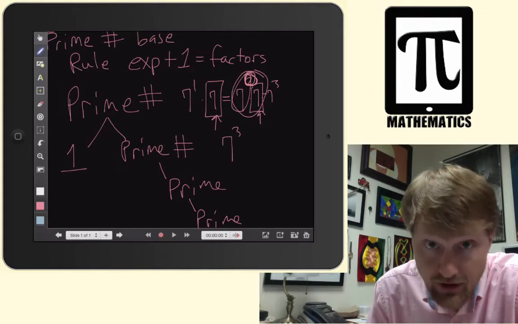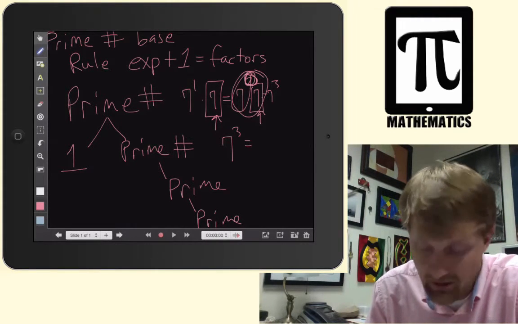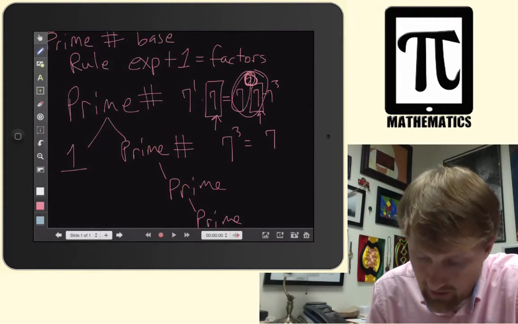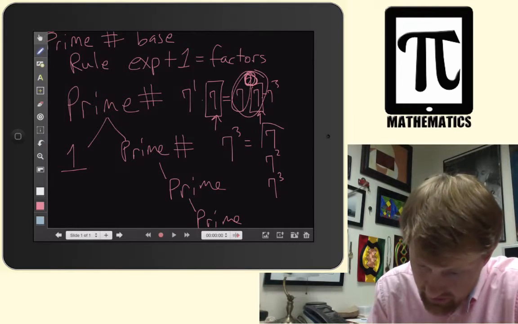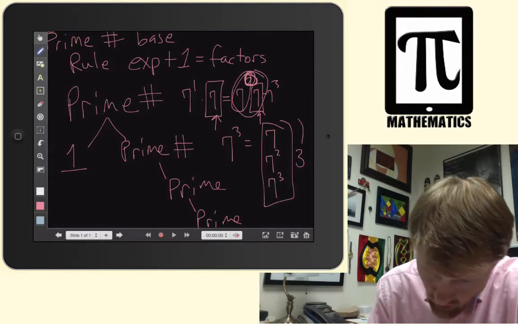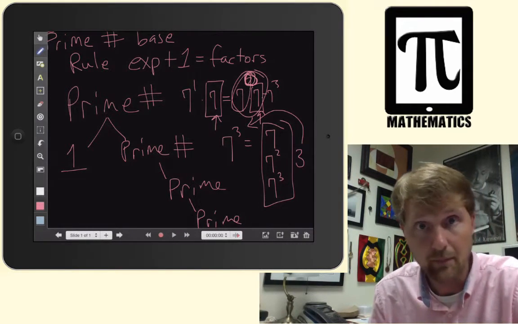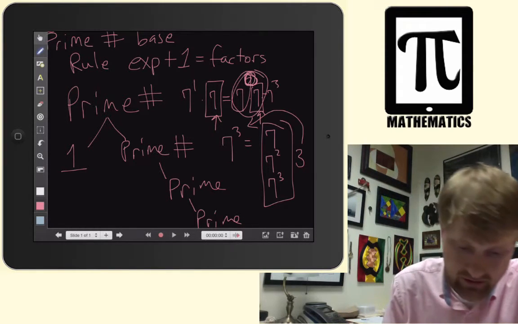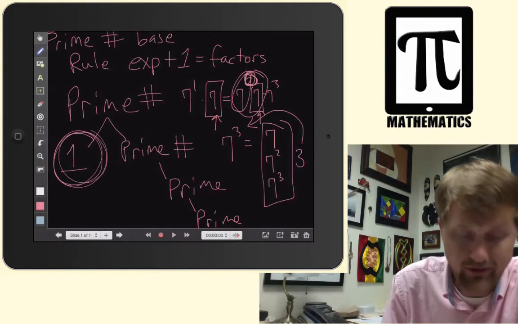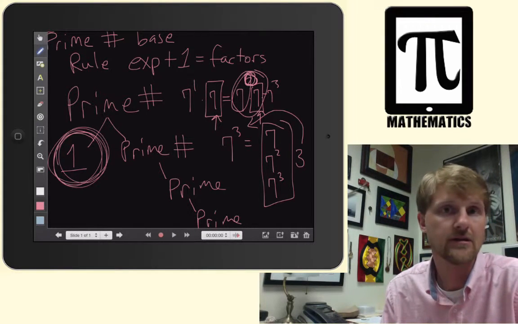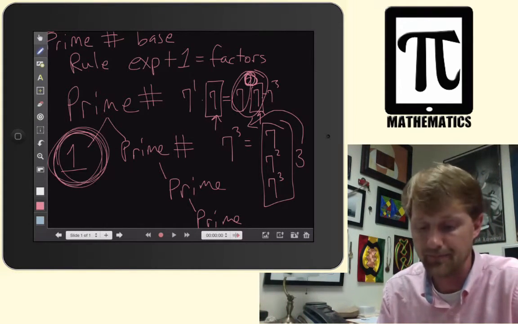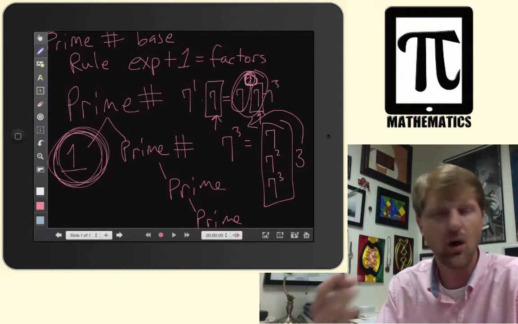So 7 to the third. Your factors, if we listed them out, would be 7. They would be 7 squared, and they would be 7 to the third. Those are your 3 factors. These 3 are your exponent. The plus 1 for the number of factors is that 1 sitting right over there. It is just that 1 that is a factor of all your whole numbers. So I hope I said all that right.